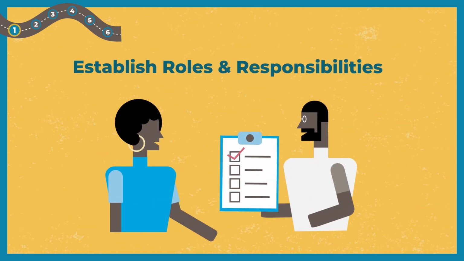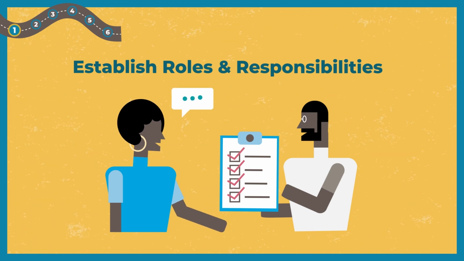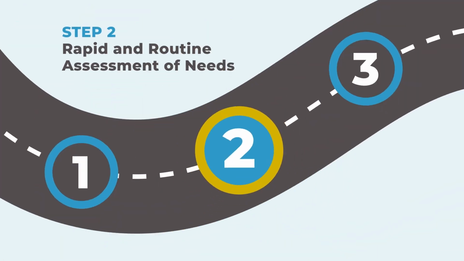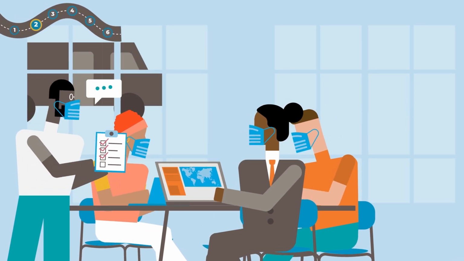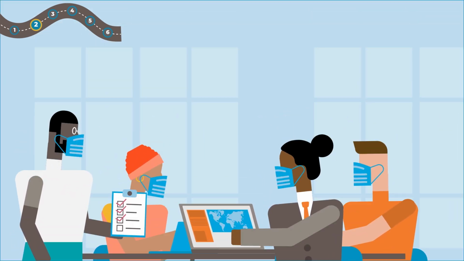Establish the KM lead and their roles and responsibilities, and ensure relevant partners know how to connect with the KM lead for collaboration. Set clear expectations about how others will contribute to KM initiatives. Step 2. Assess the KM needs among stakeholders, both rapidly at the beginning and then routinely throughout the emergency response.